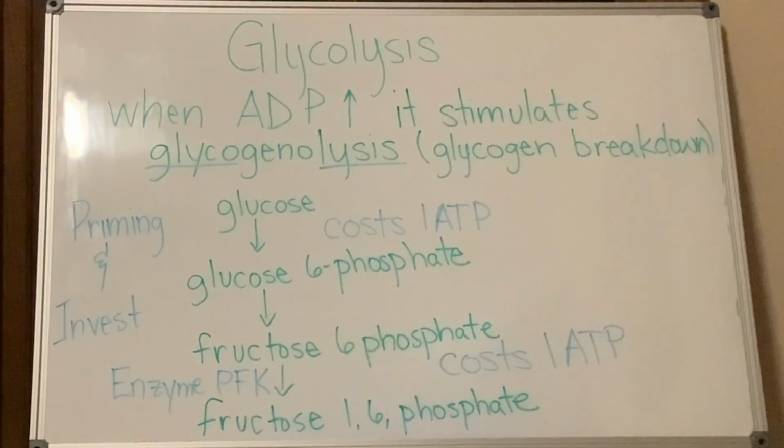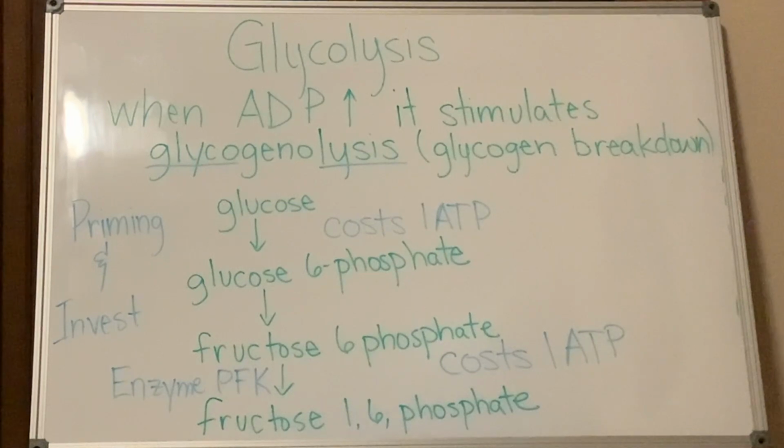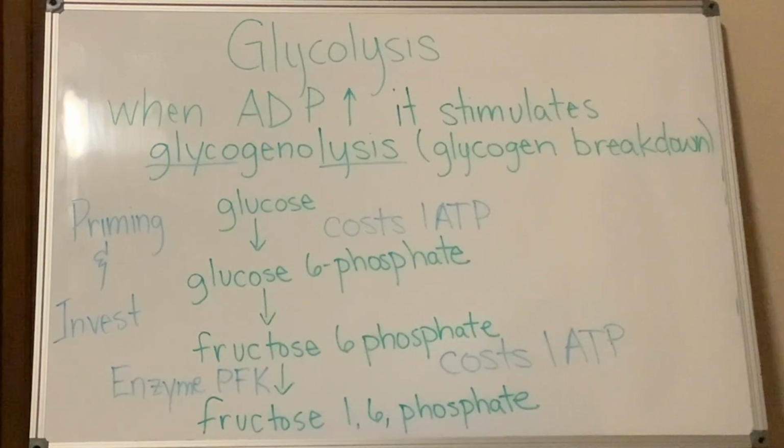Glycolysis is a prime example of why we don't want to be creating ATP unless we're also using it, because in order to prime glucose, in order to put it through glycolysis, we have to invest ATP. The first cost of ATP comes from turning glucose into glucose 6-phosphate. Following this, glucose 6-phosphate is turned into fructose 6-phosphate, and the enzyme PFK turns fructose 6-phosphate into fructose 1,6-phosphate.